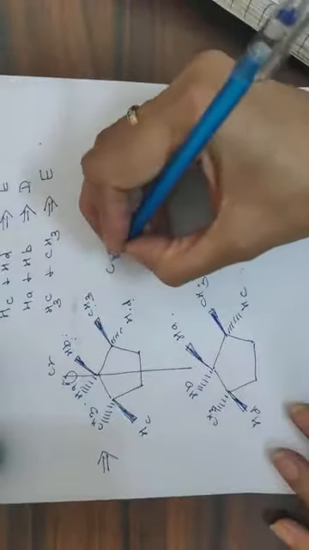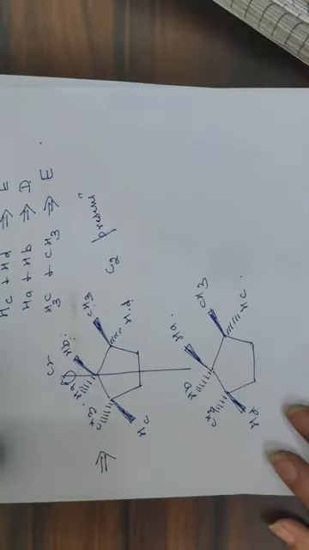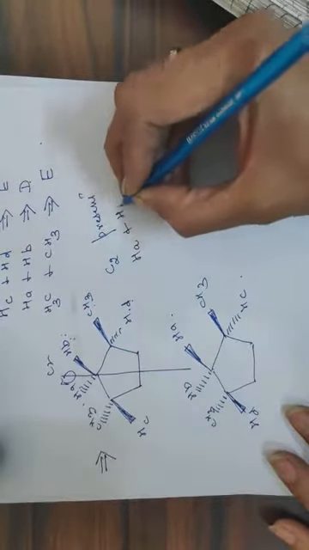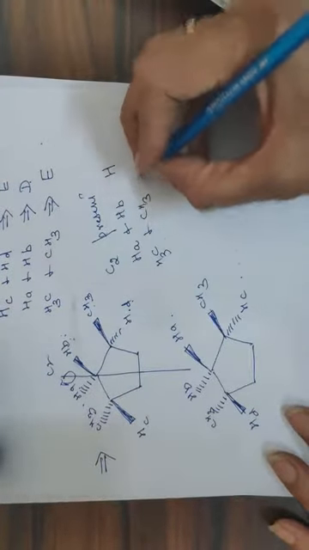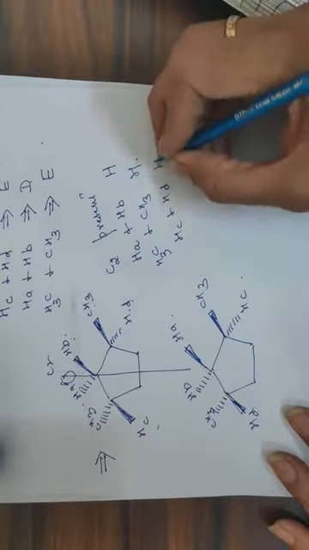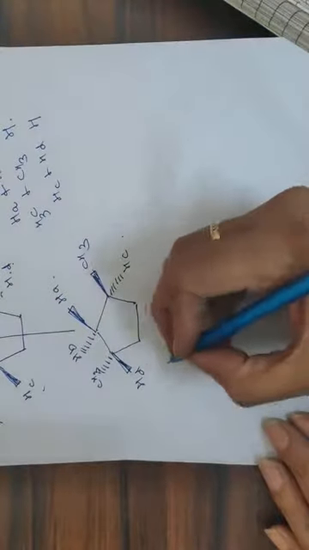It means the C2 axis of symmetry is present here. If the C2 axis of symmetry is present, it means the relationship between HA and HB is homotopic. The relationship between this methyl and this methyl is also homotopic. This HC and HD are also homotopic protons. One last example.